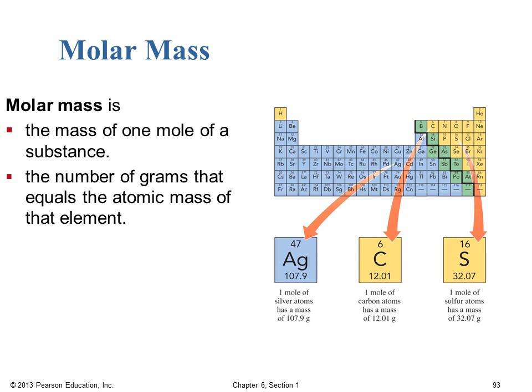And so those molar masses, or atomic masses, state how many grams of those atoms you have in 1 mole of that atom. So silver has a molar mass of 107.9 grams. That means in 1 mole of silver atoms, the silver atoms will have a mass of 107.9 grams. For carbon, if you have 1 mole of carbon atoms, it's going to have a mass of 12.01 grams. If you have 1 mole of sulfur, it's going to have a mass of 32.07 grams of sulfur.